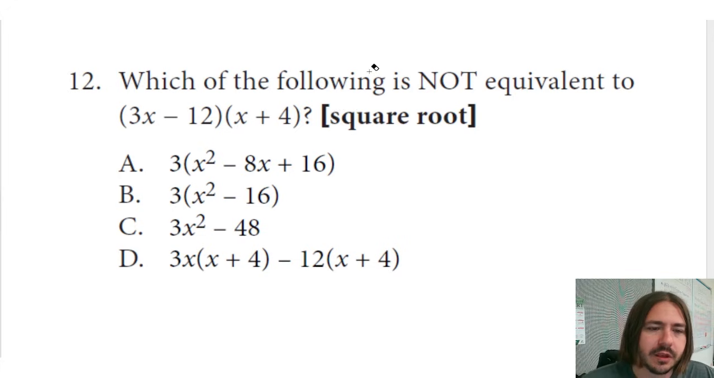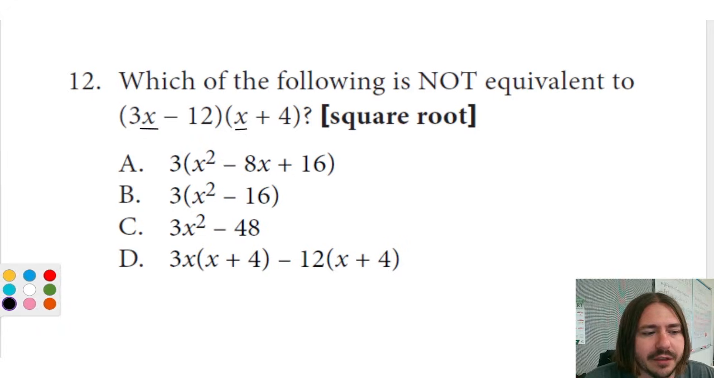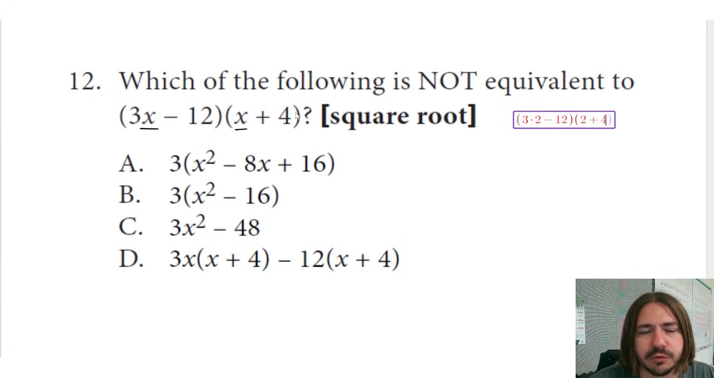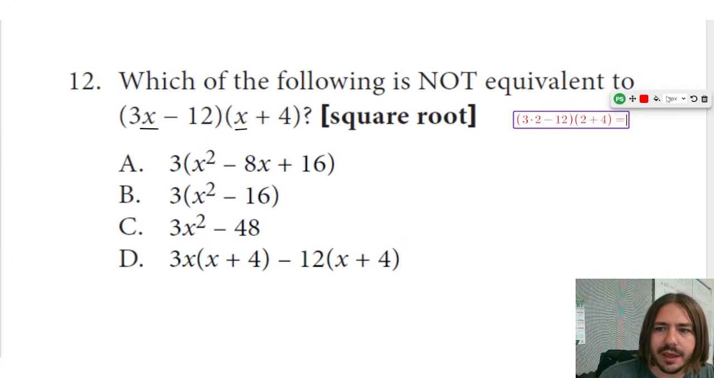Number 12 says, which of the following is not equivalent to 3x minus 12 times x plus 4? So one way you could approach this, and you can do this a lot when you're trying to compare expressions on a multiple choice question, is just to pick some value for x and substitute it in here. So for example, let's say I pick the number 2, and I input all this in my calculator. What's 3 times 2 minus 12 times 2 plus 4? So I just replaced x with 2.